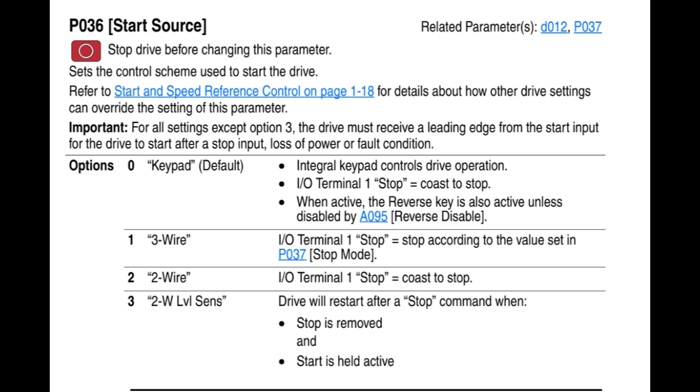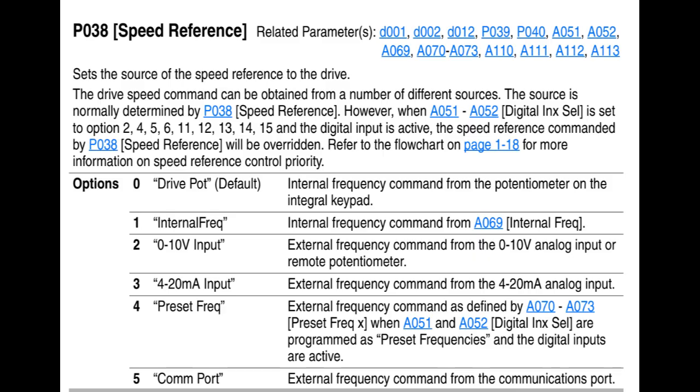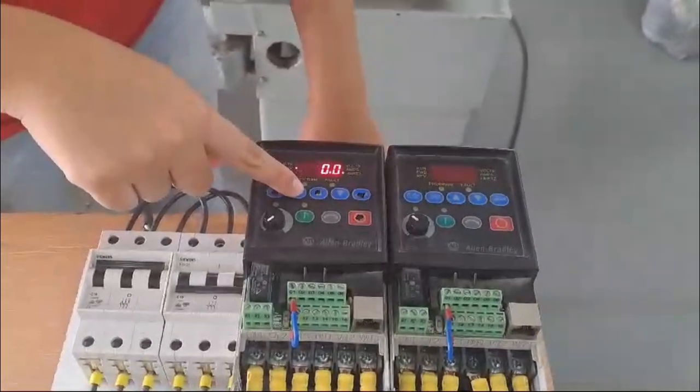To activate the manual control, we need to go to the following menu groups, specifically to the following registers: P036 and P038. In both registers, we select the option 0. Register P036 is to activate the keypad for manual control, and register P038 is the drive port, POT, internal frequency command for the potentiometer of the integral keypad.